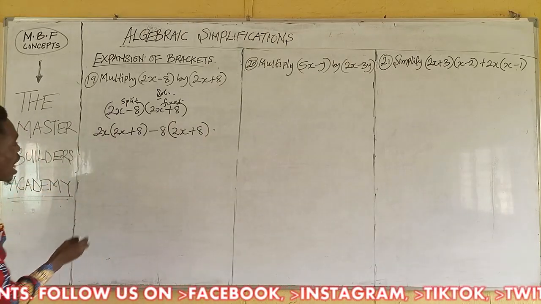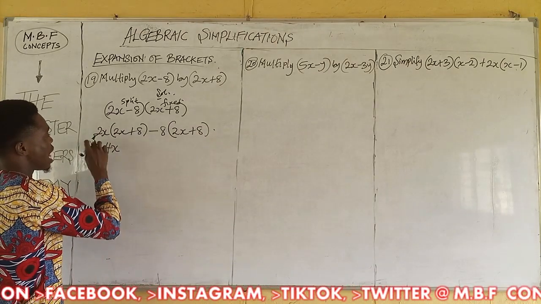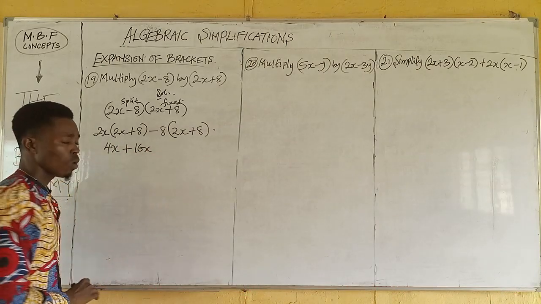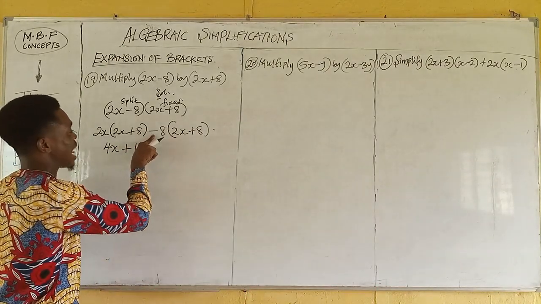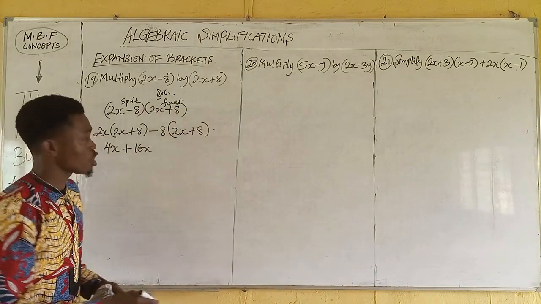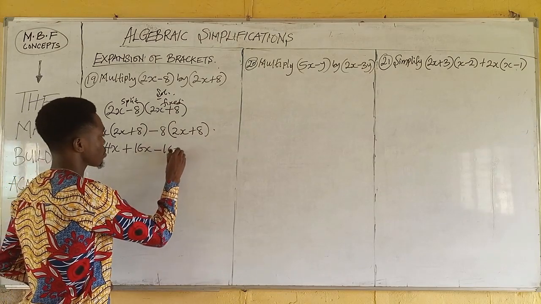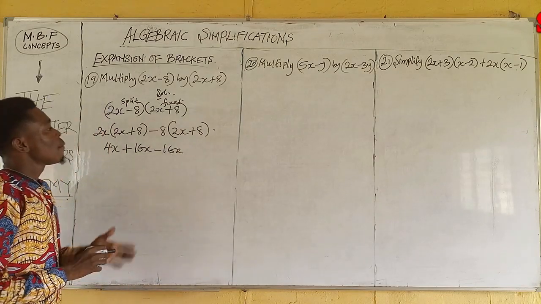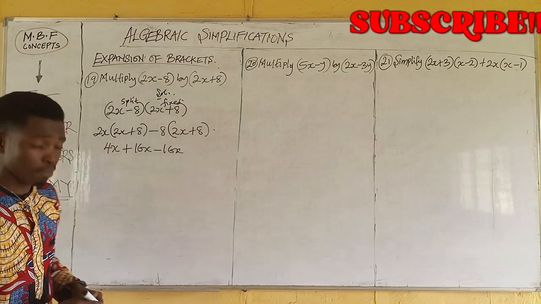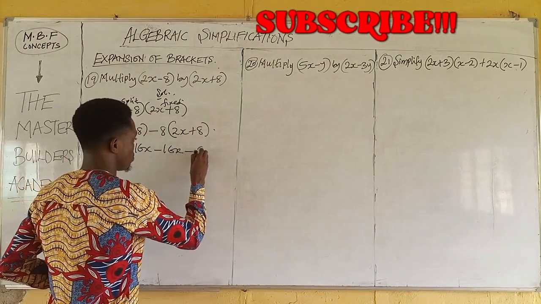So 2x times 2x, guys, we are going to have 4x squared. And 2x times 8, we are going to have 16x. Hope this is taken. Yes. Now, minus 8 times 2x, guys, that would give us minus 16x. And minus 8 times plus 8, we are going to have minus 64.